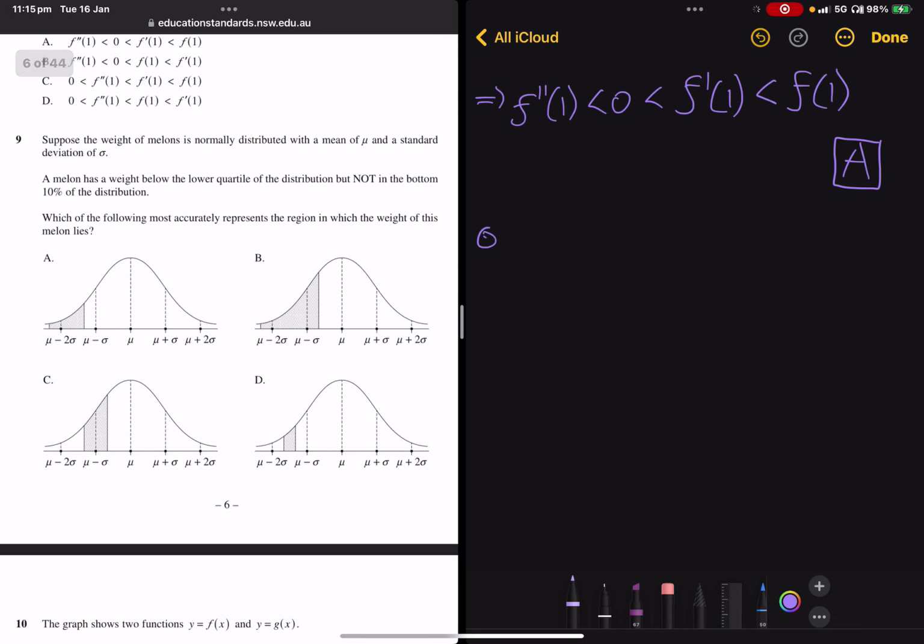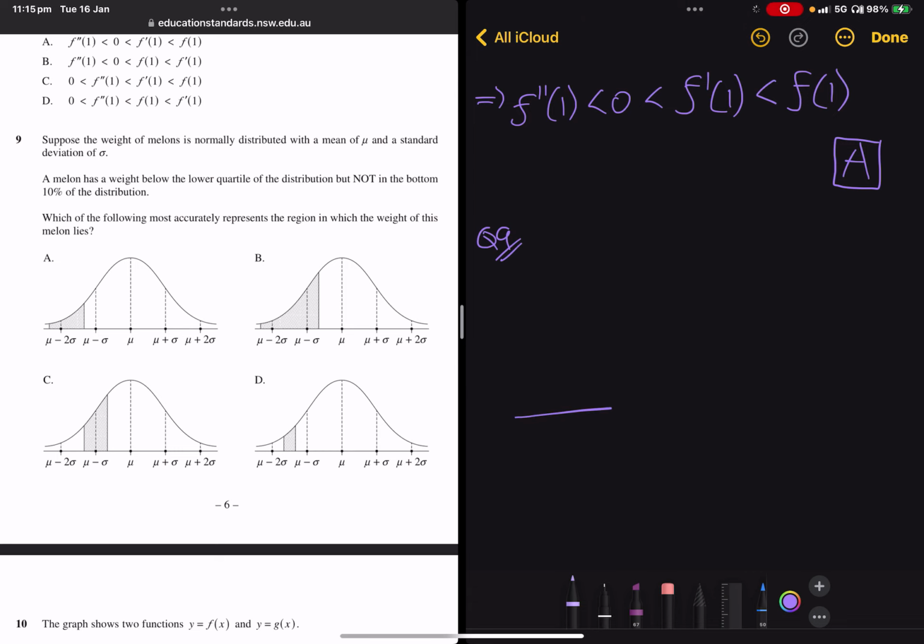So now we're going to have a look at question 9. In question 9 we're told about melons. I suppose the weight of melons is normally distributed. They tell us with a mean and a standard deviation. A melon has a weight below the lower quartile, but not in the bottom 10%.